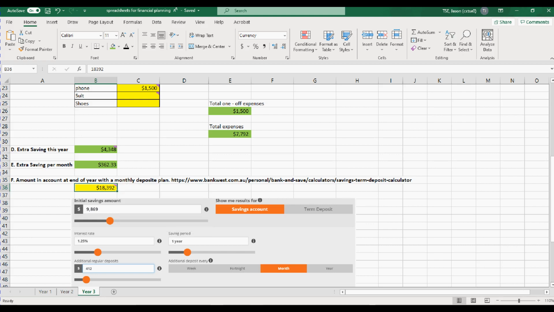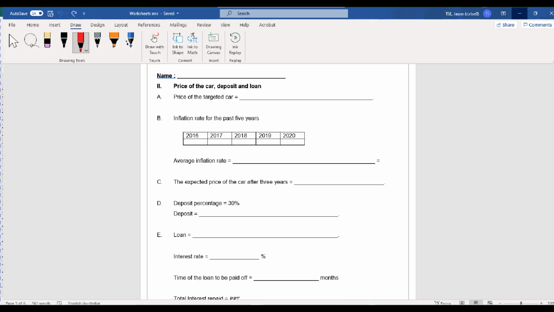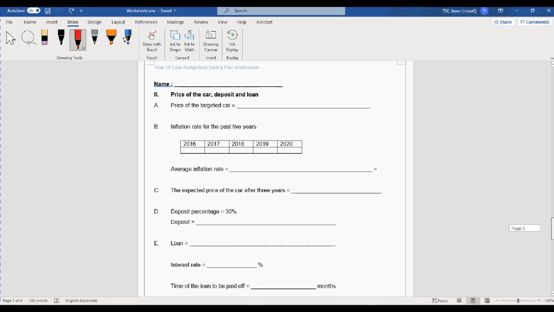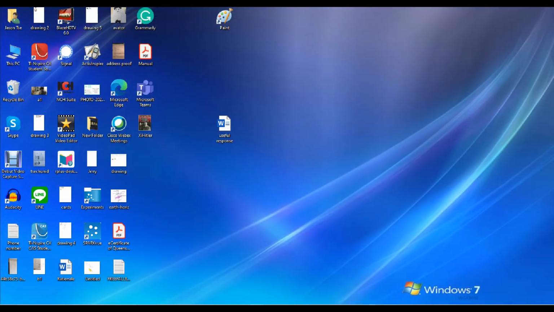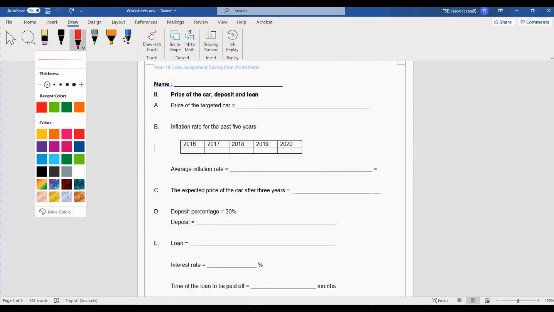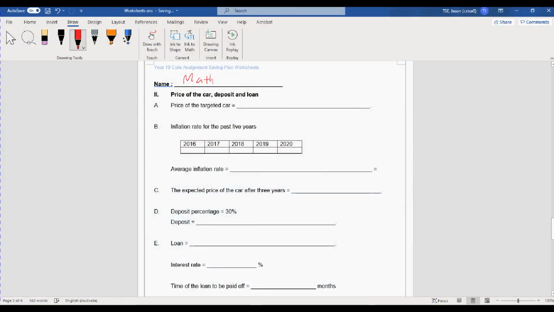All right. Let's go to the worksheet, which is the worksheet for you to do your calculation. I try to do some scaffolding for you to do your calculation to justify some of the numbers we have. First of all, you need to write your names. So let's say this is Matthew's work. So we just put Matthew.